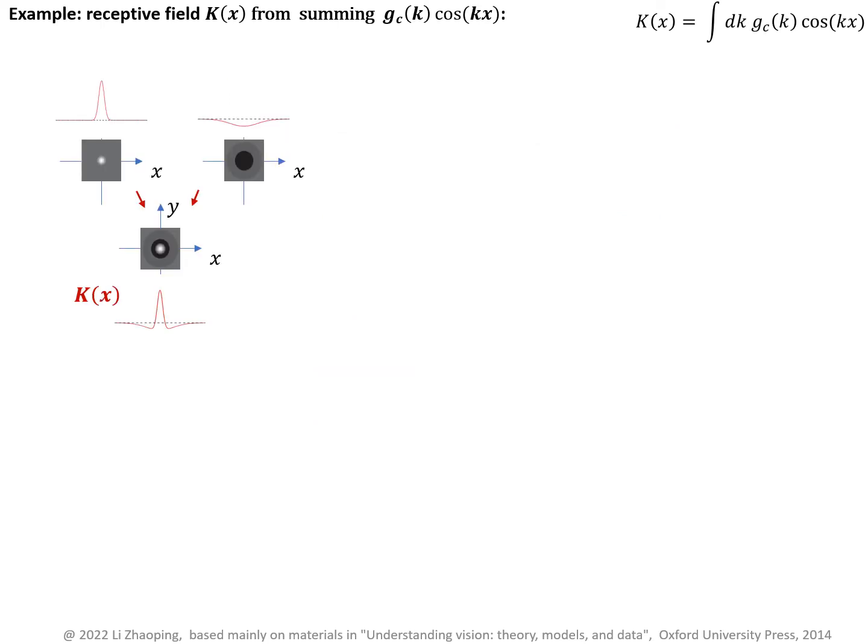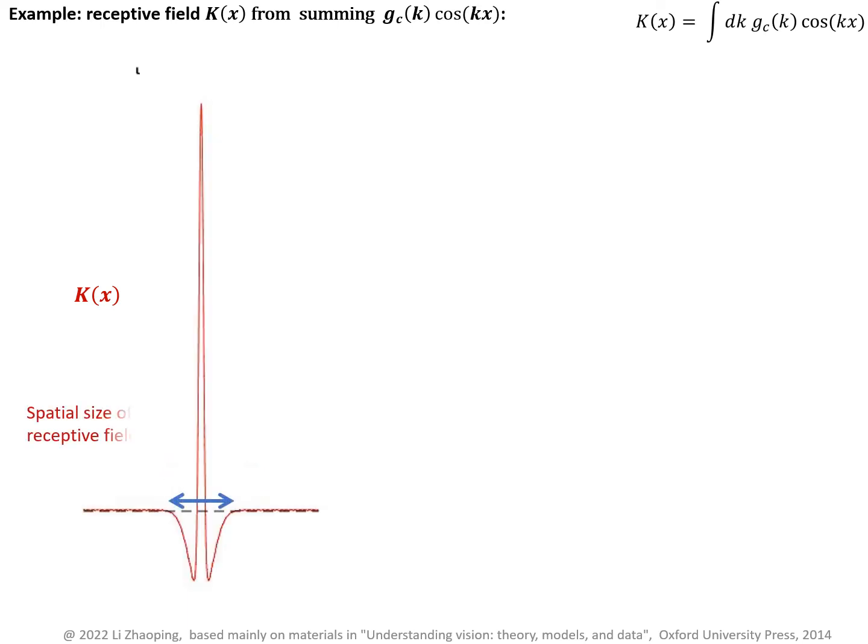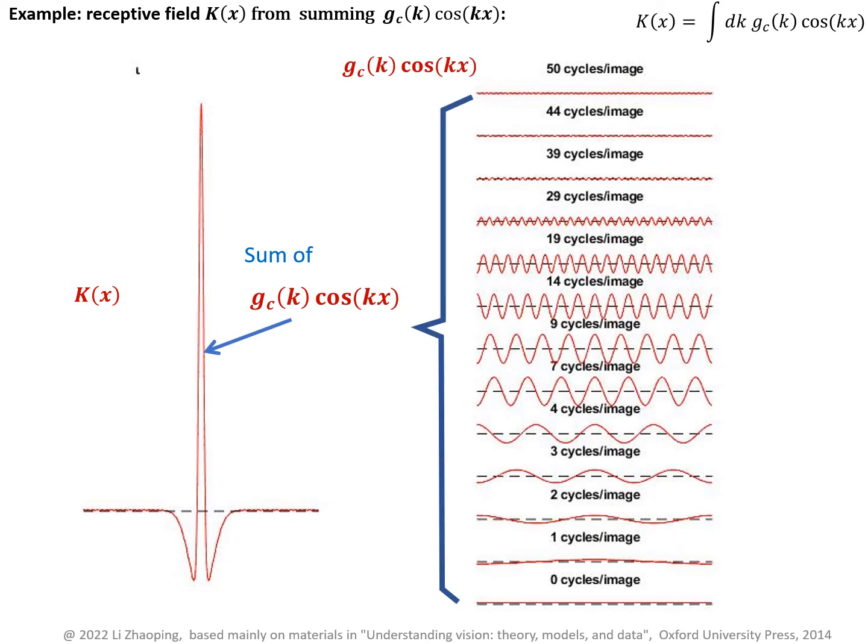Let's make some room and amplify the profile for better visualization. This is the rough size of the receptive field. Typically, this size, especially the size of the center, is much smaller than the size of the visual field. This receptive field is built from the summation of cosine waves.